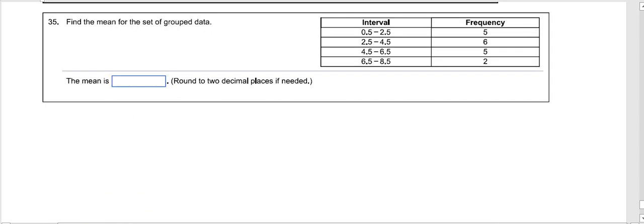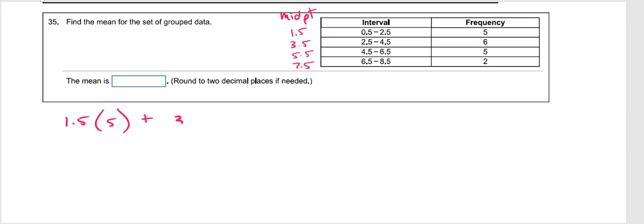Number 35. Find the mean for the set of grouped data. All right, again, I need to go find the midpoints. What are the midpoints of these intervals? Between 0.5 and 2.5 is 1.5, 3.5, 5.5, and 7.5. So I'm going to do 1.5 times the frequency 5, 3.5 times the frequency 6, 5.5 times the frequency 5, and 7.5 times the frequency 2.